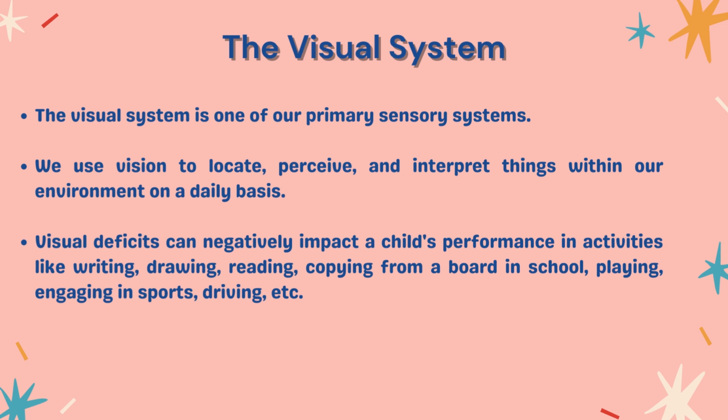The visual system is one of our primary sensory systems, along with touch, taste, hearing, and smell, and we use vision every single day to help us locate, perceive, and interpret things within our environment. Children with visual deficits can experience difficulties performing in activities such as writing, drawing, reading, copying from the board, playing, engaging in sports, driving, and a multitude of different activities.